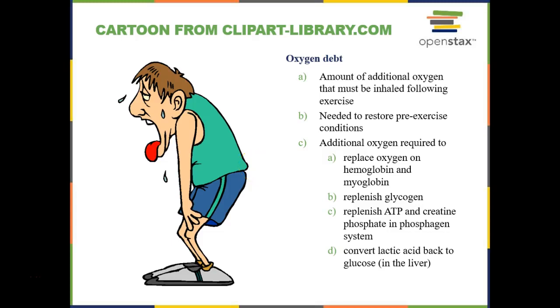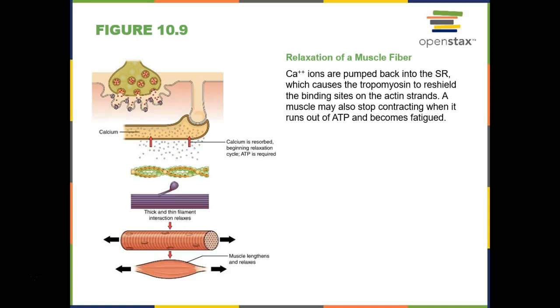Welcome back to part 3 of chapter 10. So we had just finished talking about oxygen debt and how we repay our cells, replenish the ATP, make more creatine phosphate, add the oxygen back to our hemoglobin and myoglobin, convert the lactic acid that we produced during our energetic period back into glucose that can then be stored as glycogen. And so now we're going to talk about muscle relaxation.